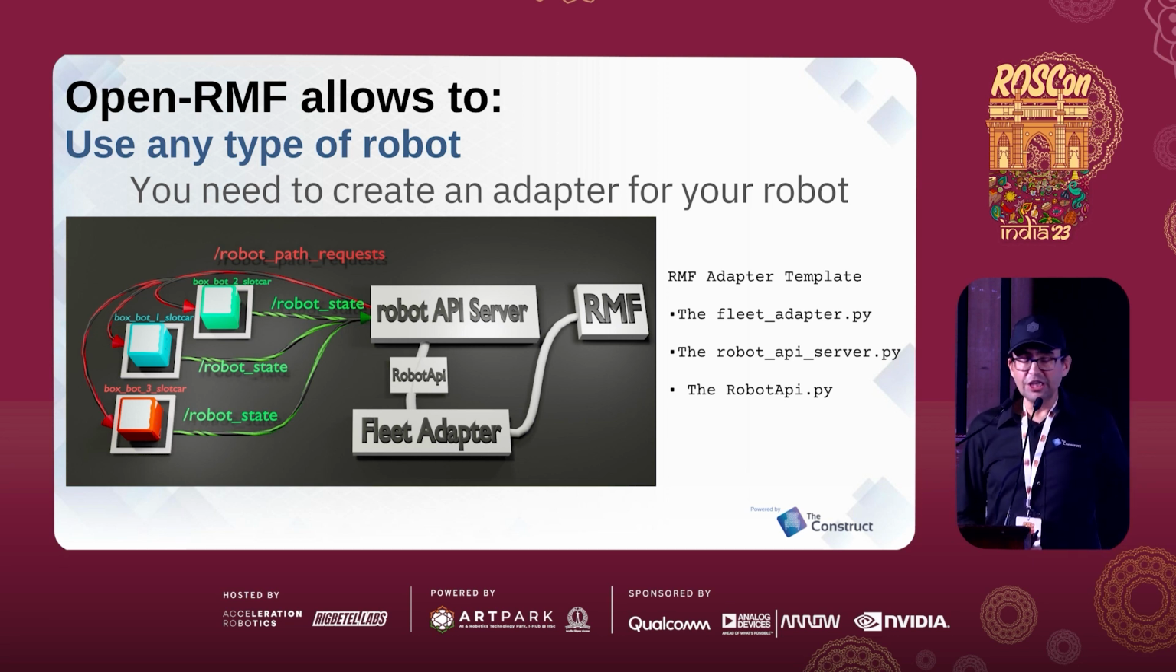So that's what you would need in order to create an adapter for your robot. And this is a template that is provided by OpenRMF. So you kind of have to fill the template. What this adapter needs is to receive the robot state and needs to be able to provide the robot path request. The robot state, as I mentioned, is the location of the robot and then the battery status. Then the path request is go to a certain point.